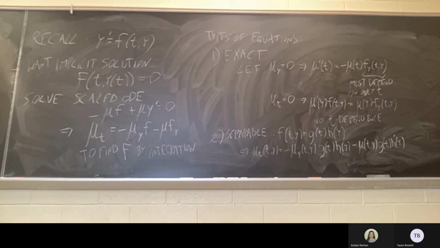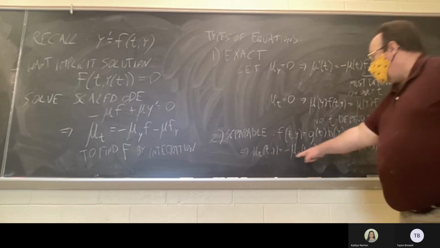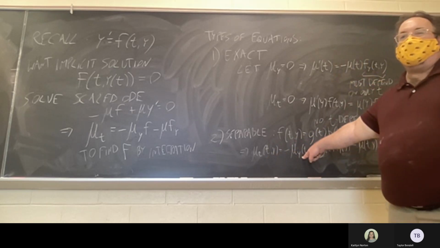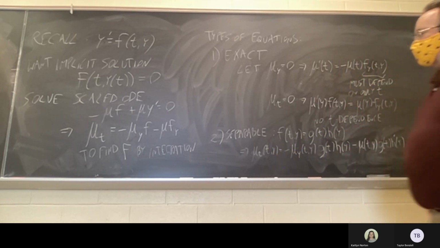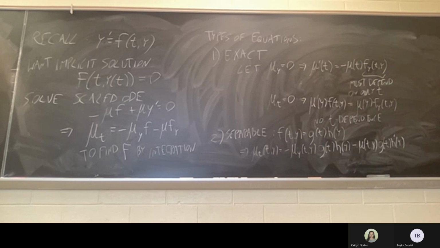So things like that would... It depends on y. What about the... You said if it depends on y. If you decide that mu is going to be only a function of y, then mu t must be 0. Right. So that would go away. And then this would be minus mu prime of y. We could write it that way. Yeah, okay.